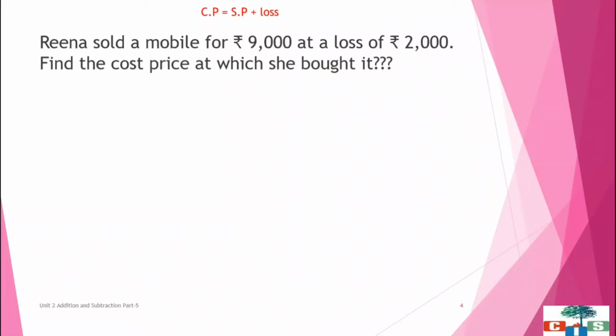So now we'll start with the second problem. Reena sold a mobile for rupees 9,000 at a loss of rupees 2,000. Find the cost price at which she bought it. So what is given in the statement? It is given that Reena made a loss of rupees 2,000 by selling the mobile for rupees 9,000. What do we need to find? We need to find the actual cost price of the mobile.